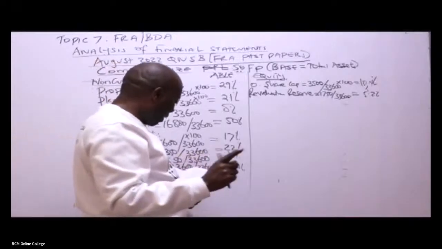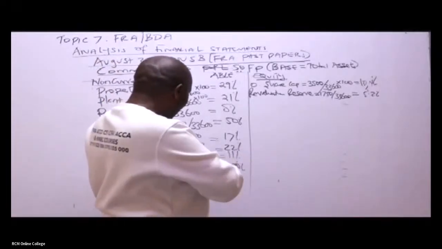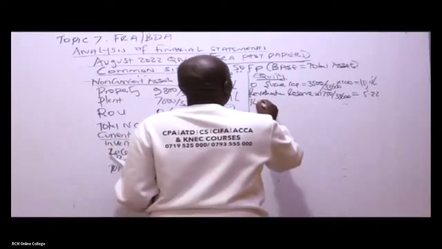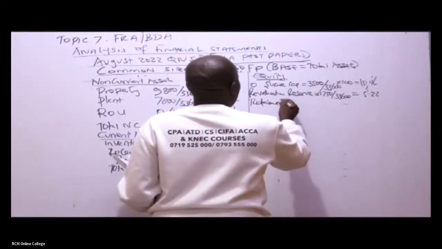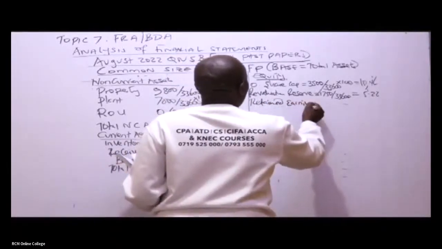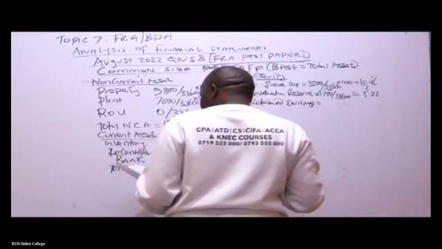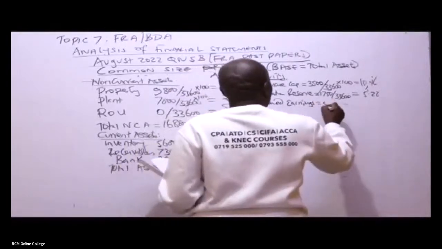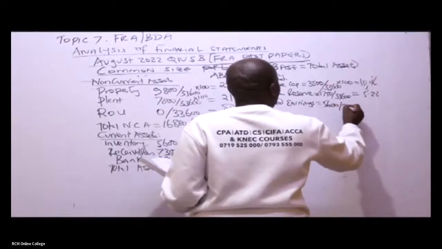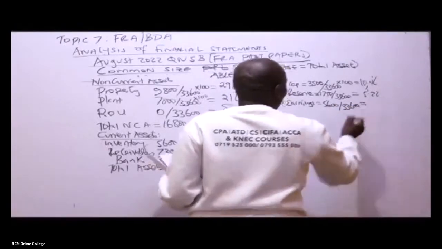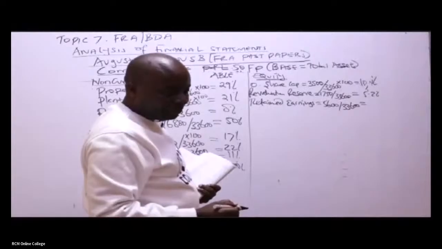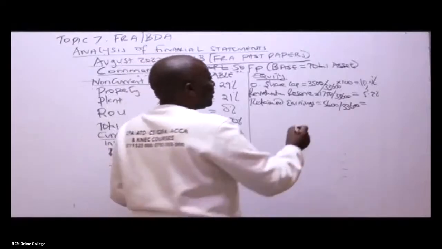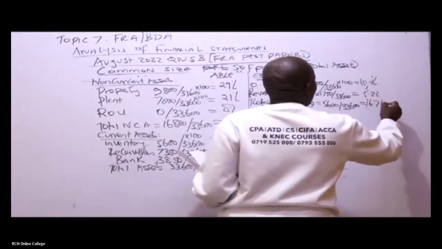Then, ladies and gentlemen, I can see I have retained earnings. So retained earnings, what do we have here? 5,600. We divide by 33,600. What figure are we getting, ladies and gentlemen, here? 16.7%. Thank you so much.